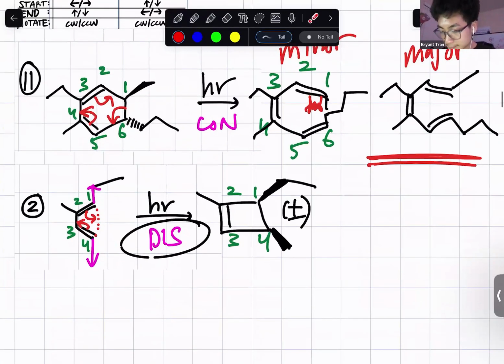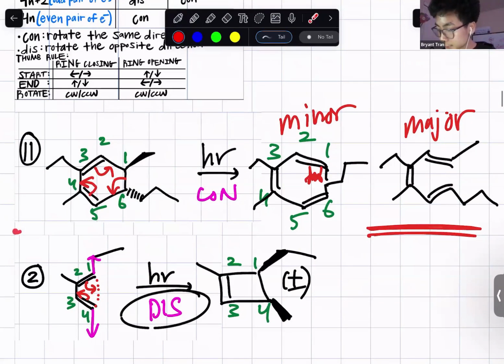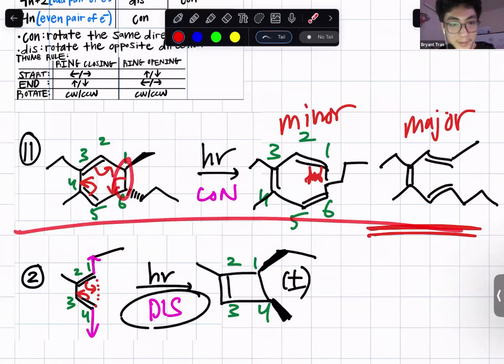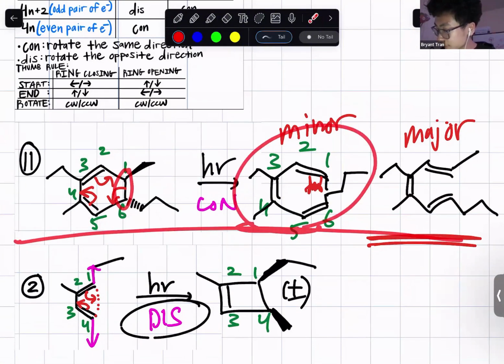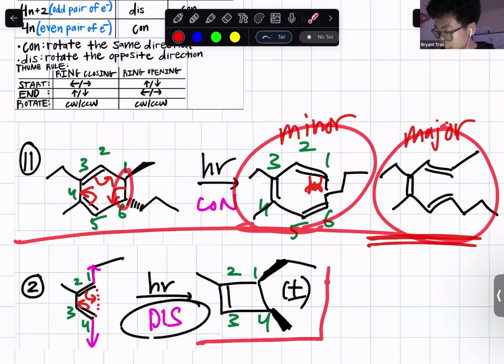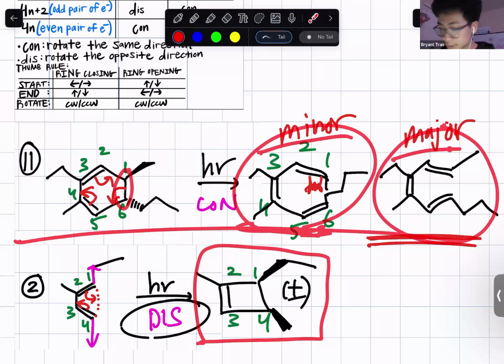So that's the procedure for ring closing, which I would say, in my opinion, is easier than the procedure of ring opening, because there's a sneaky bond here that counts as a pair of electrons, right? And also, we have to keep account for the minor and major product. Whereas for ring closing, we just have to do it once and do plus minus in enantiomer. But ring opening, we have to do both directions to see the minor product versus the major product.